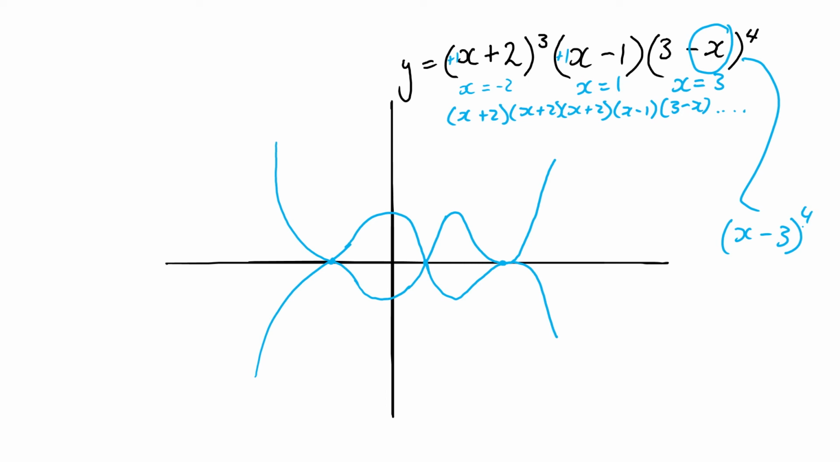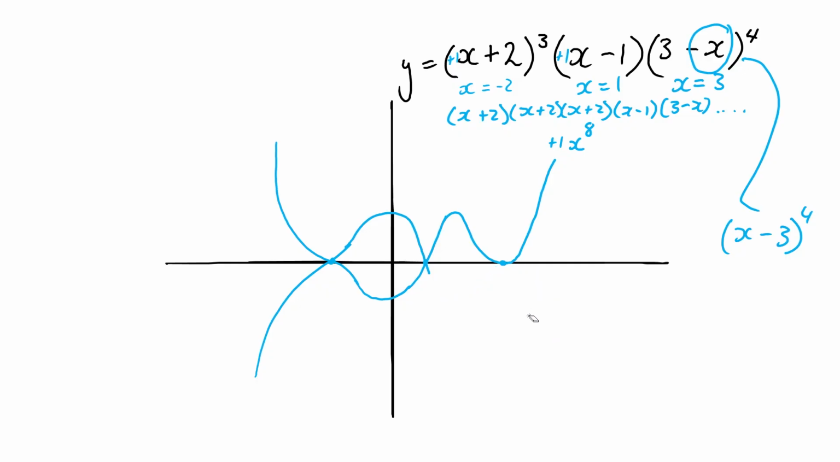So therefore, when we expand out our equation, our x, which is going to have the power 8, is going to have positive 1 as its coefficient. So this means that as x goes off to infinity, so does our y value. It goes off to positive infinity. If we had a negative coefficient, we'd see our curve go off to negative infinity. So we're going to take this curve because it simply goes off to positive infinity.